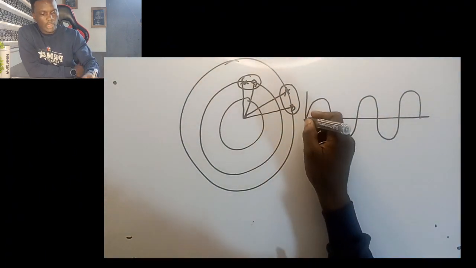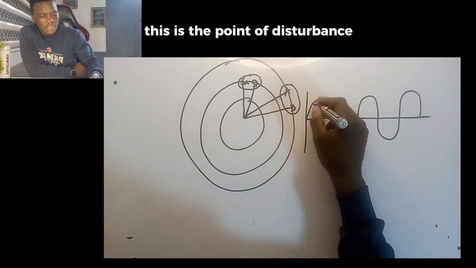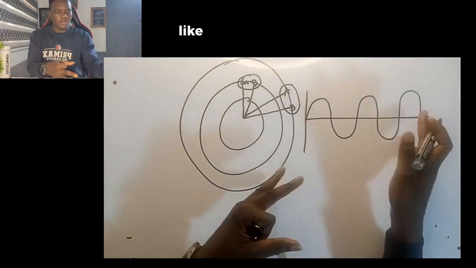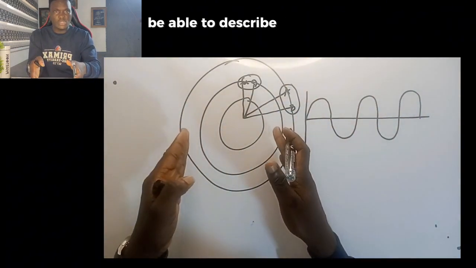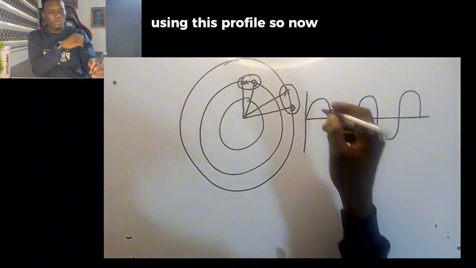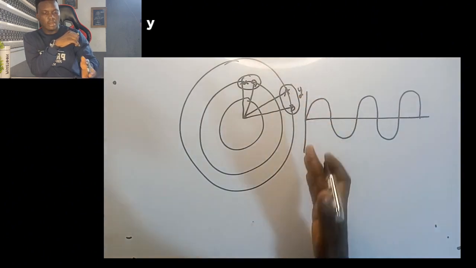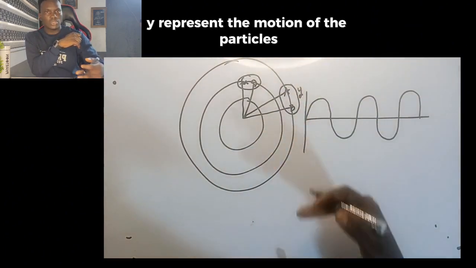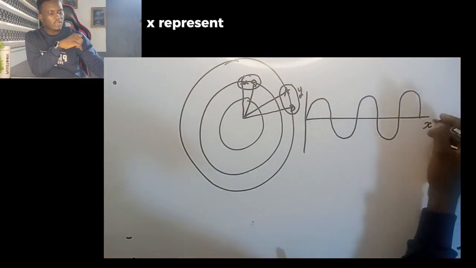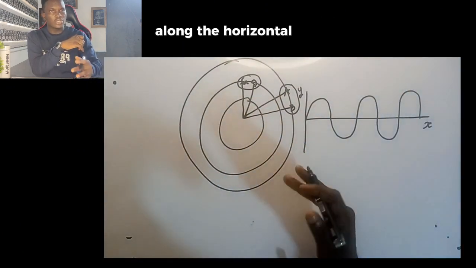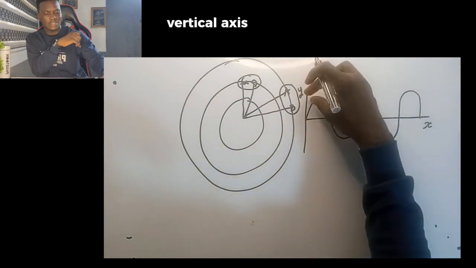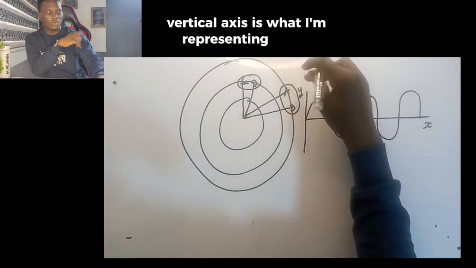Now, this is the point of disturbance, then the wave travels out. So it's easier for me to talk about things like calculations and describe this waveform very well using this profile. So now, we always put our y here. y represents the motion of the particles from the equilibrium position, up and down. x represents the motion of the wave along the horizontal axis. So the motion of the particles along the vertical axis is what I'm representing with y.